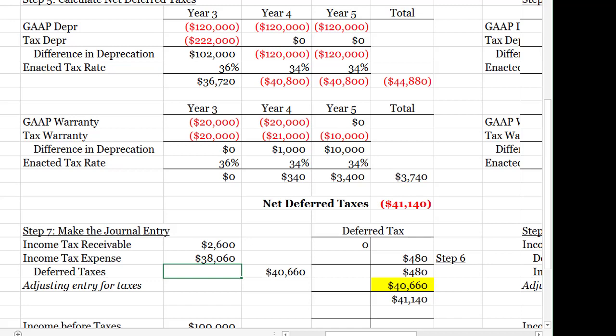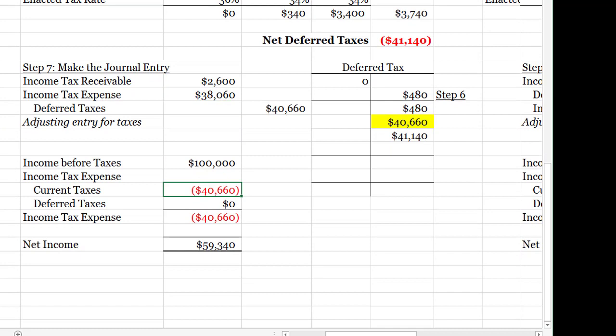And now that I know that number, I can fix my income statement. My current taxes are actually a positive $260 because I'm getting a refund. My deferred taxes are a negative $4,660 because they're a liability, and there is my income tax expense, and my net income would be $61,940. So even though I'm getting a refund, I'm actually showing less of a net income because of the large deferred tax liability that I'm having to record this period.